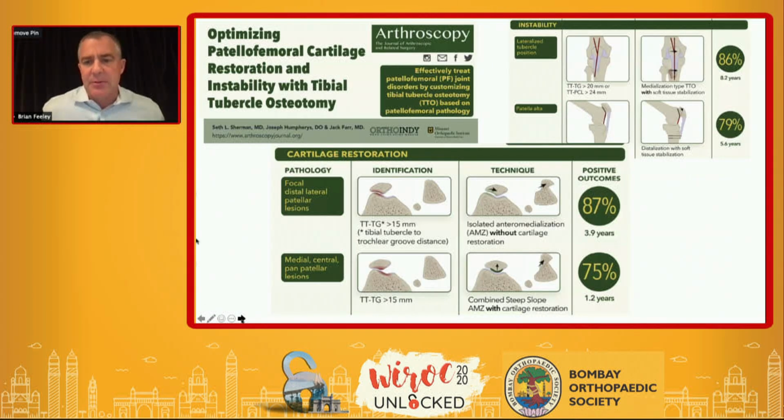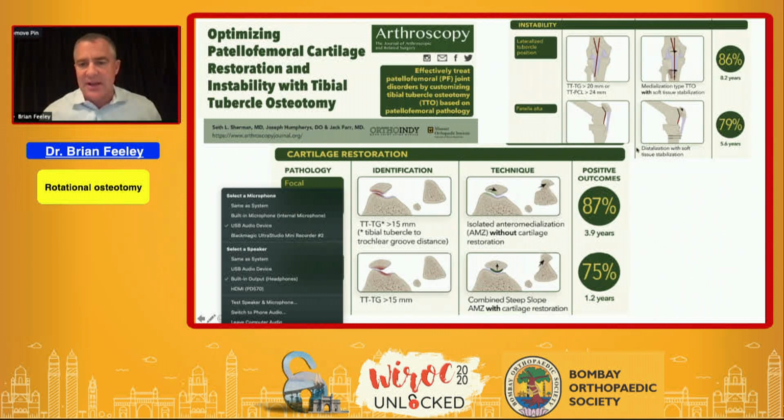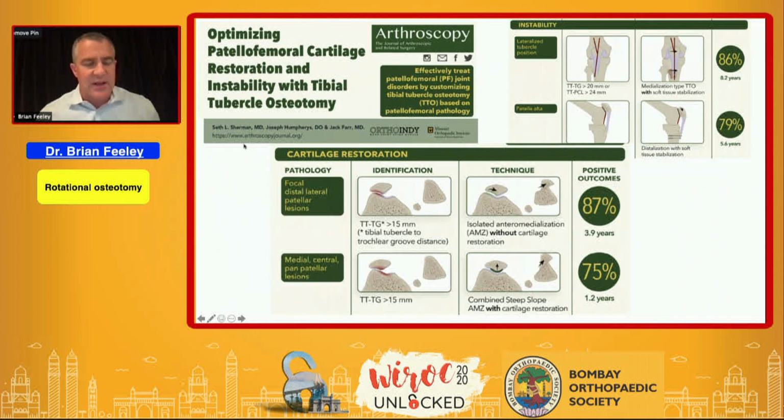This was a really nice paper that came out, and I call your attention to the lower part down here. This was done last year with Seth Sherman. And their technique is to divide out the location of the lesion. So this is for the distal lateral patellar lesions and the TT to TG greater than 15 millimeters. An isolated tibial tubercle osteotomy without cartilage restoration has good outcomes at almost 4 years. For these pan or central lesions with a TT to TG that's elevated, you need to do a steeper osteotomy, and the overall survival rate is about 75%.